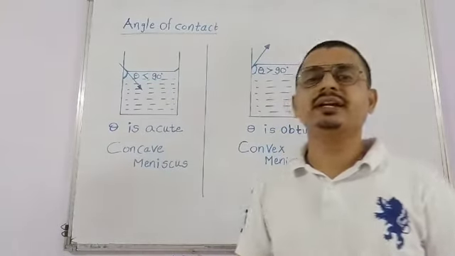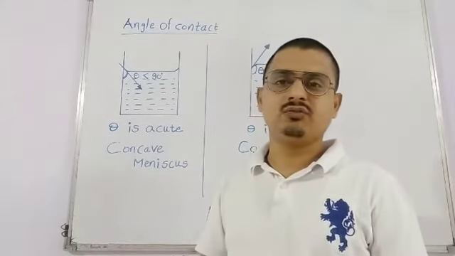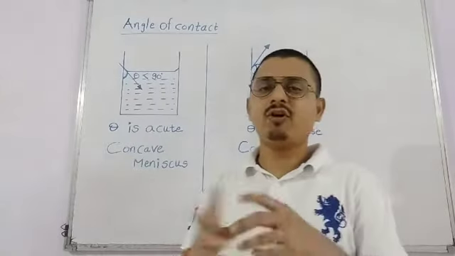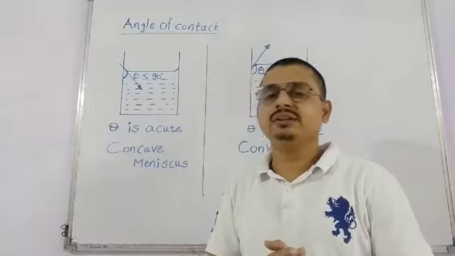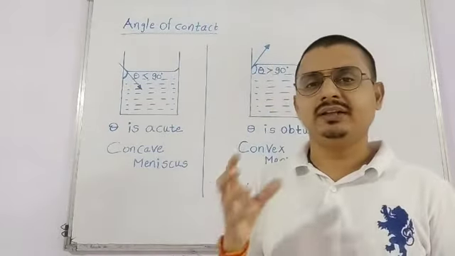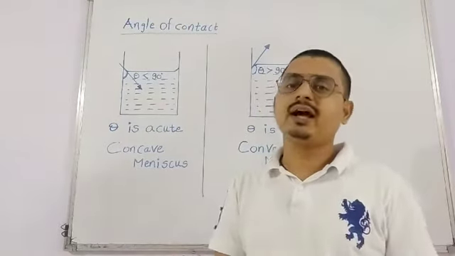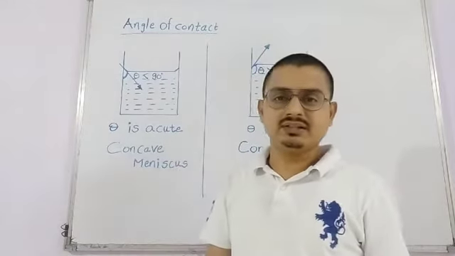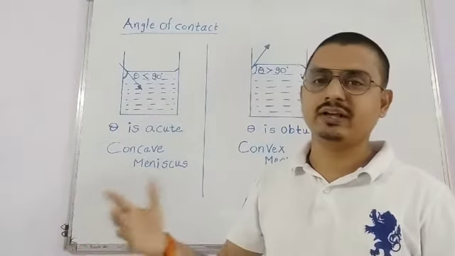Now what happens is that we have different kinds of liquid: mercury, kerosene, water. Whenever they are taken into a container, they form different shapes. And why does this happen? Because of the net effect of the cohesive force between the liquid molecules and the adhesive force between the liquid and solid molecules. So depending on the net force, there will be a different kind of shape, that is convex or concave.